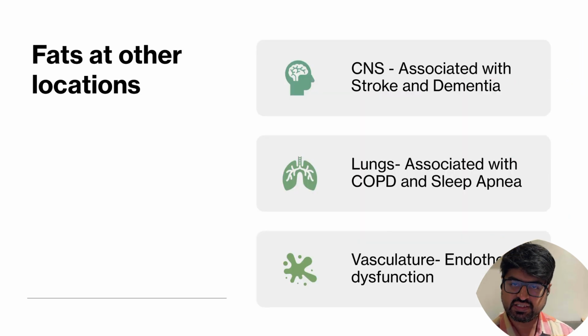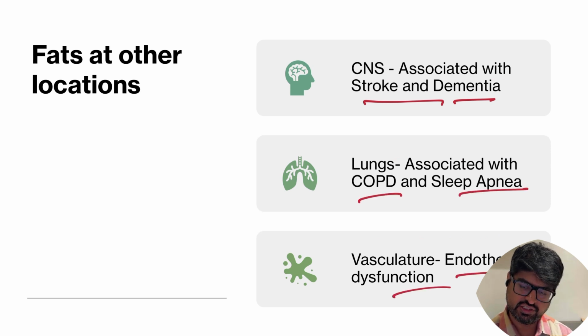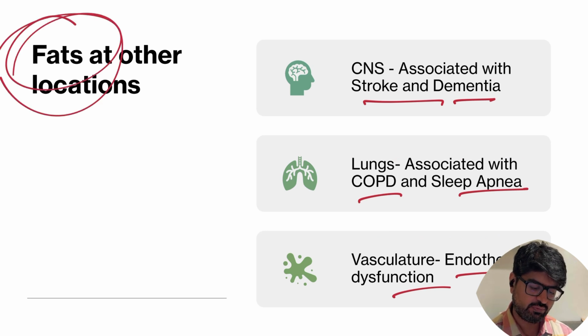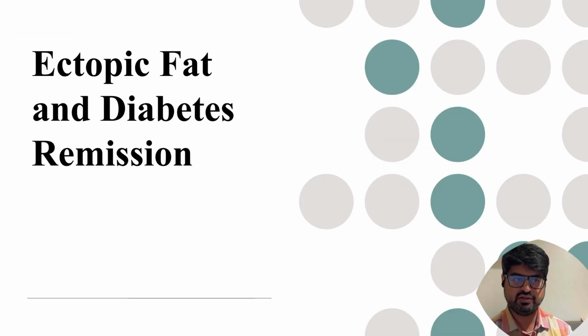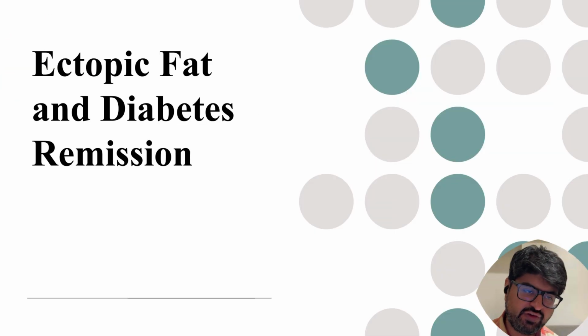And then fat in various other organs. In the brain, it can lead to stroke and dementia. In lungs, it can lead to COPD and sleep apnea, and in the vasculature it leads to endothelial dysfunction. So ultimately, ectopic fat is the problem which you are dealing with, right? Now, how did we start understanding ectopic fat as a problem, right?